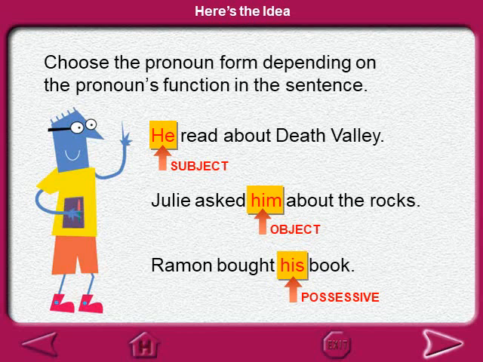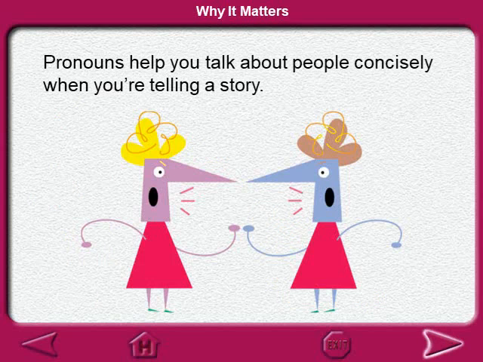Subject: he. He read about Death Valley. Object: Julie asked him about the rocks. Possessive: Raymond bought his book. Pronouns help you to talk about people concisely when you are telling a story.